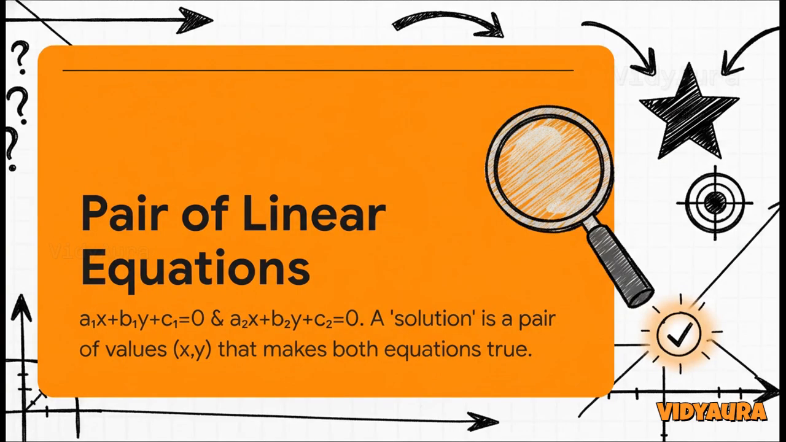Okay, so this is the official form you'll see pretty much everywhere. And don't let those little numbers, the 1s and 2s, throw you off. They're just labels to help us keep the parts of the first equation separate from the second. The real mission here, our entire goal, is to find that one single magic pair of numbers for x and y that makes both of these equations true at the exact same time.